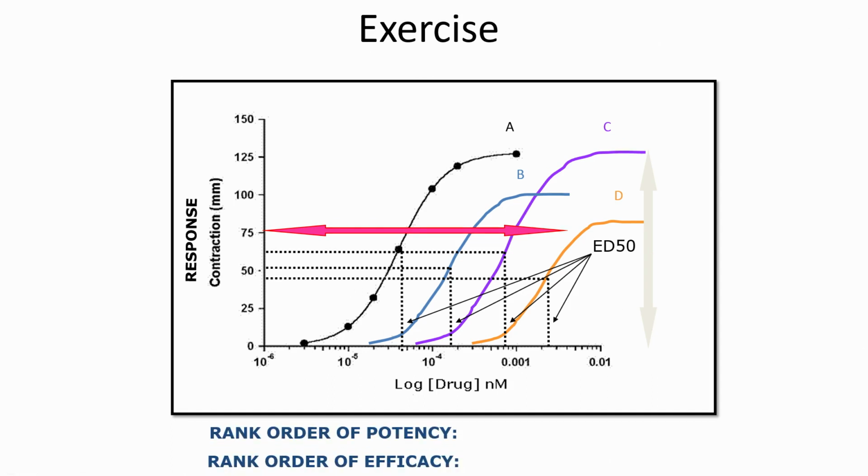One is, can you rank them in the order of their potency, and then the other is, can you rank them in the order of their efficacy. So, what does the ranking in terms of potency mean? It essentially means how effective the drug is at low concentrations, and then the rank order of efficacy means how efficacious it is, versus if it is causing a 25 millimeter versus a 50 millimeter contraction.